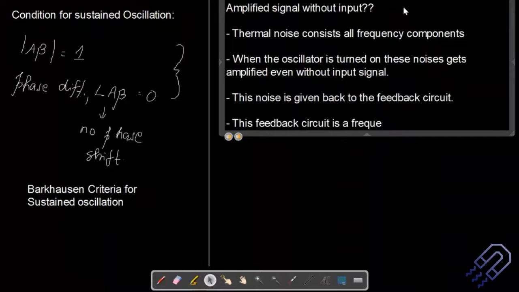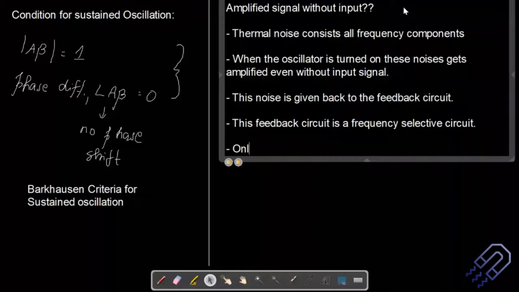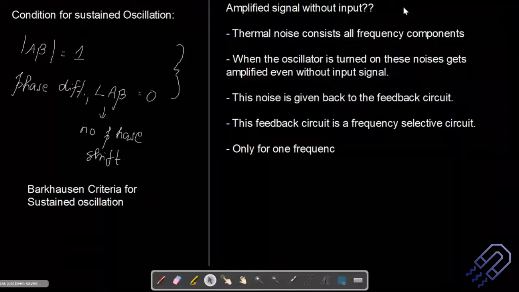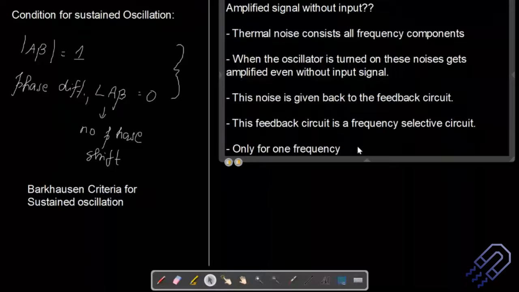You have to understand this, it is a frequency selective circuit. That's why it will basically amplify only a signal of a particular frequency. So what happens is that only for one frequency, the phase shift will be 0.